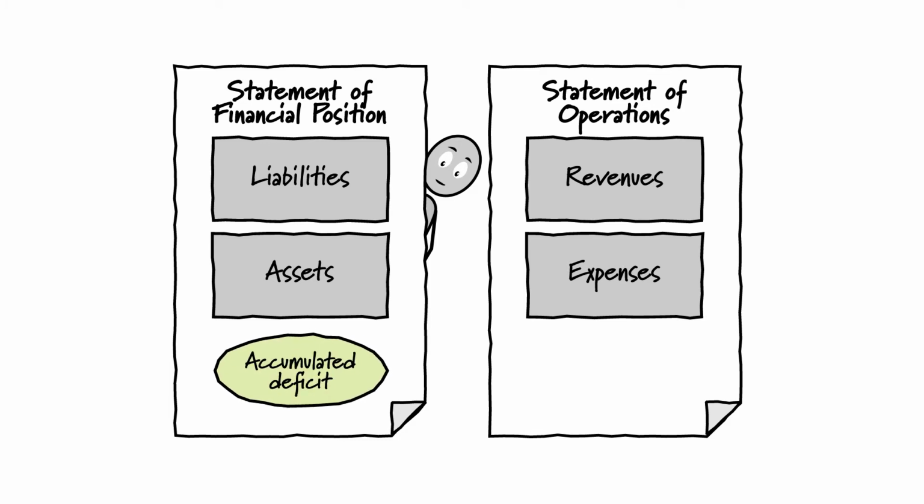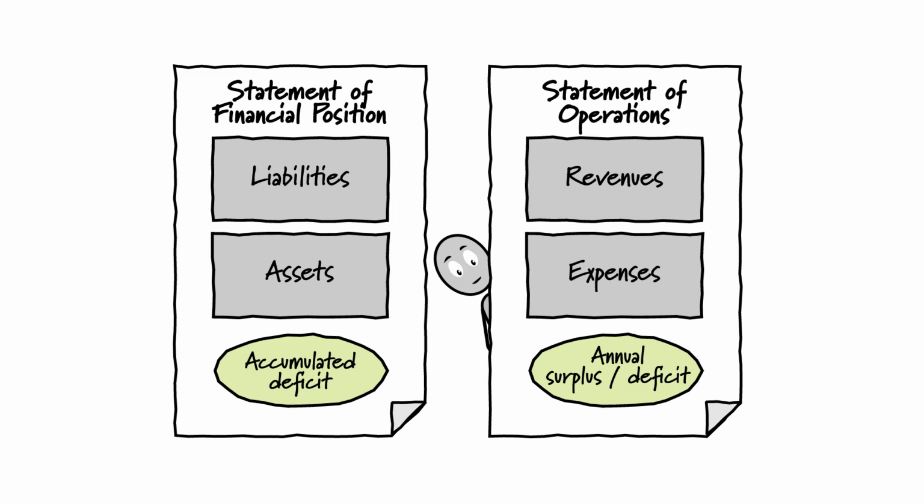The Statement of Operations provides a short-term view of the government's financial performance by tracking recent revenues and expenses. In any given year, the difference between revenues and expenses is called the government's annual surplus or deficit. Combined, these two statements provide a snapshot of the government's financial health at one point in time.